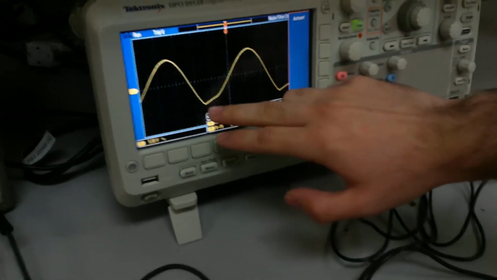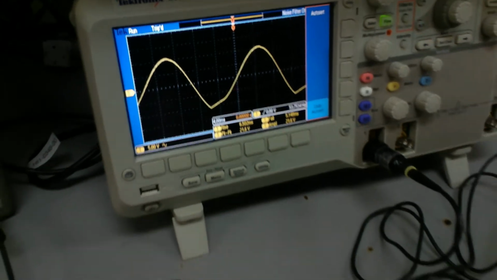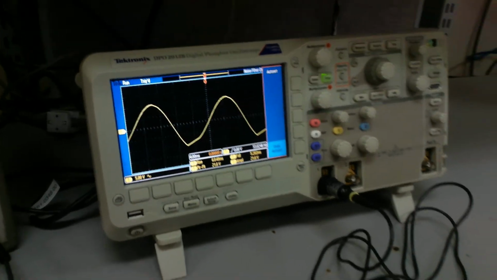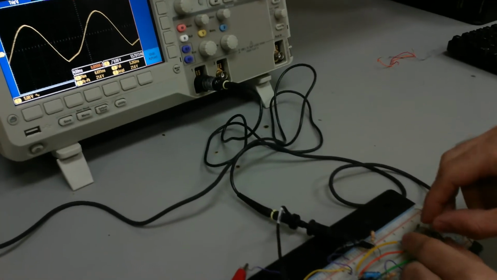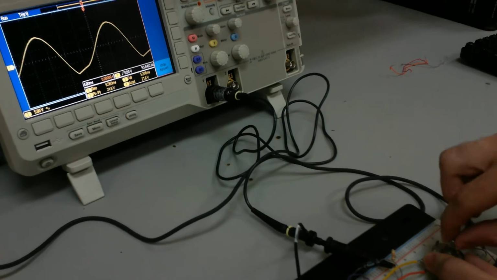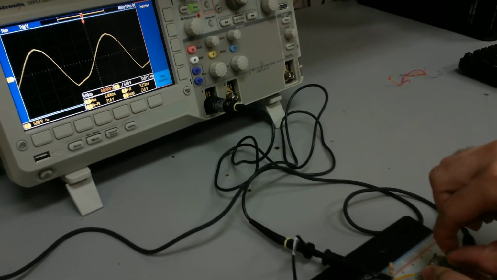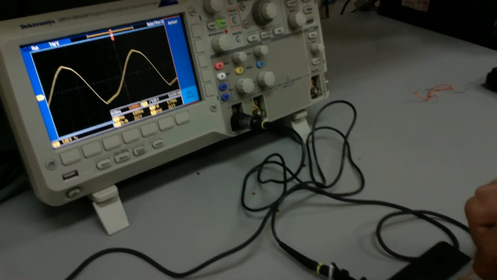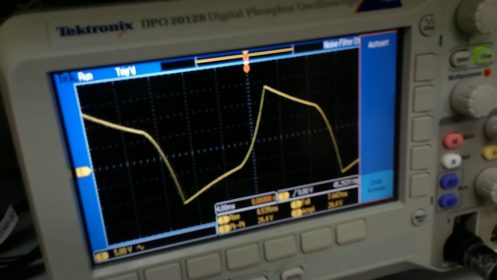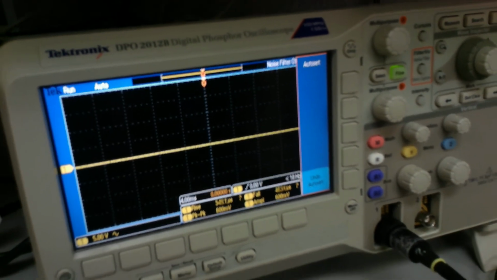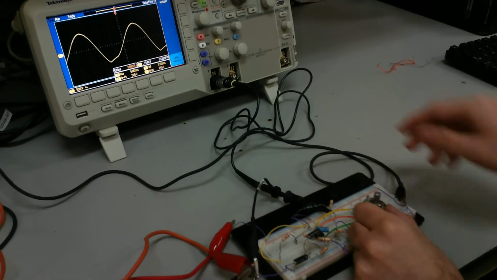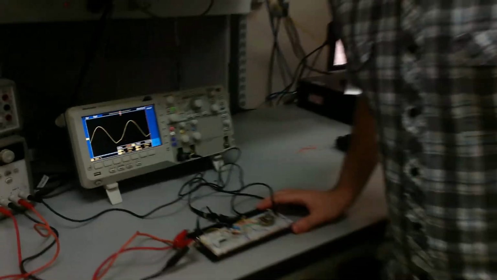There's a little distortion on the bottom due to a problem with the ground connections. Close up here. As I raise the feedback resistance, we can see how the output signal saturates, until it eventually dies off. And this is the behavior of a oscillator circuit.